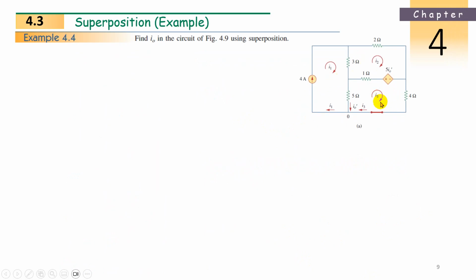Last loop, sorry, third loop, I3. In I3, I told you the same technique. What are the resistances in which I3 is flowing? 5, 1 and 4. So 5 plus 1 is 6, plus 4 is 10. 10 I3.